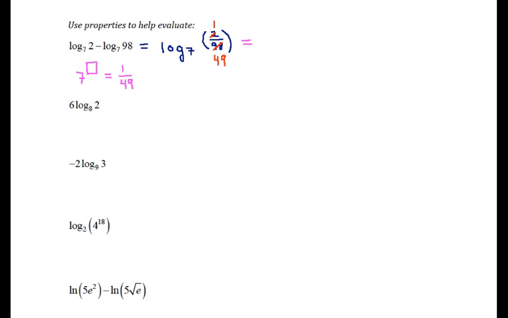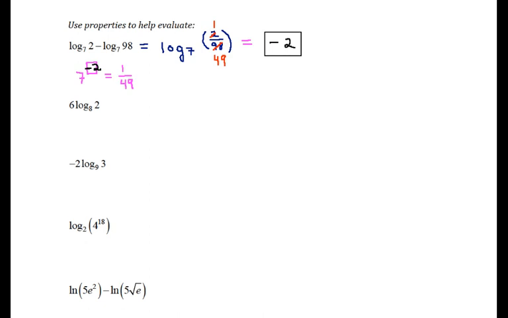I know it has to be negative in order to flip the 7 over. It also has to have a 2 in order to square the 7 to get 49, and so this log is equal to negative 2 because 7 to the power negative 2 is equal to 1 over 49. So similarly, we can look at each of these expressions and see what property of logs might apply. Try applying it and see if it helps.